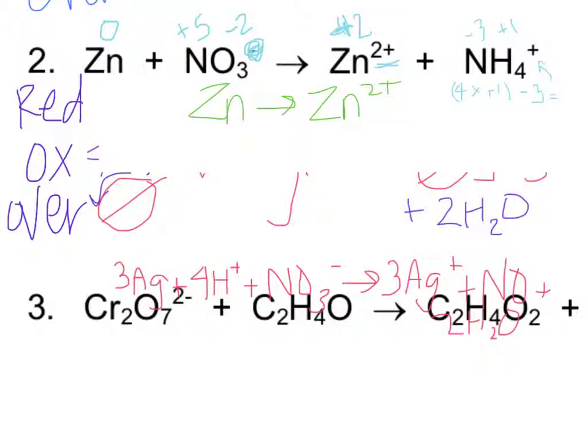Then I need to split into my oxidation reaction. Since nitrogen changes on both sides, oxygen does not and hydrogen does not, they're just going to tag along for the ride. So I have my nitrate ion.